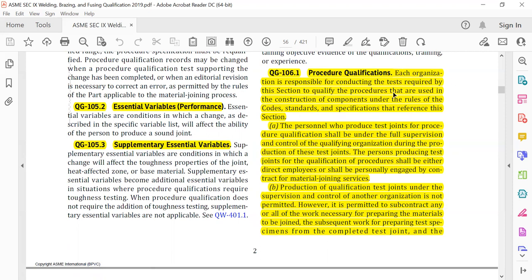Procedure qualification. Each organization is responsible for conducting the test required by this section to qualify the procedures that are used in the construction of components under the rules of code, standards, and specifications that reference this section.